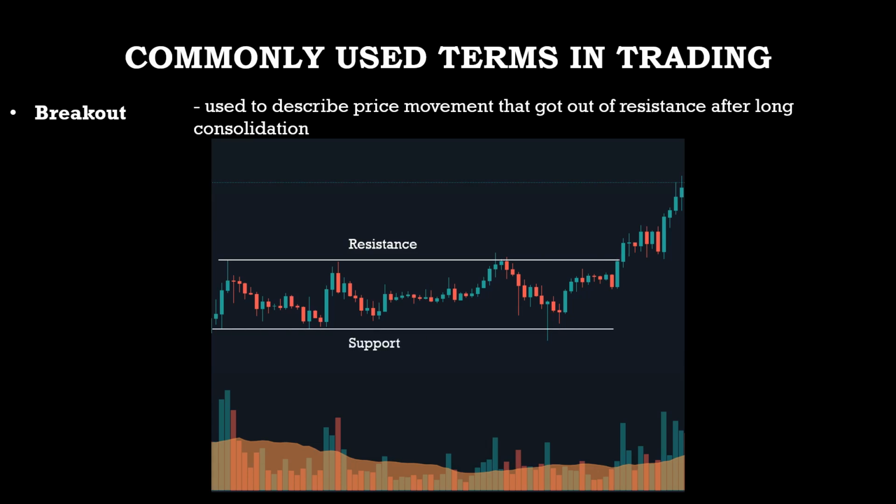Breakout. It is used to describe price movement that got out of resistance after a long consolidation. The longer the consolidation, the stronger the breakout. This sample shows how an ideal breakout should look. Price tends to bounce up and down until it reaches a point where demand exceeds supply and finally breaks resistance. Volume spikes confirm breakouts. It signifies that the breakout has enough participants and is therefore valid.